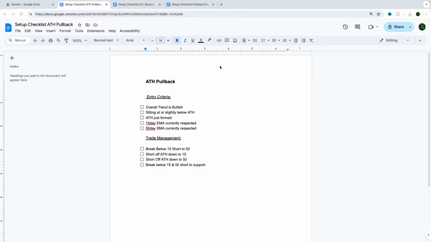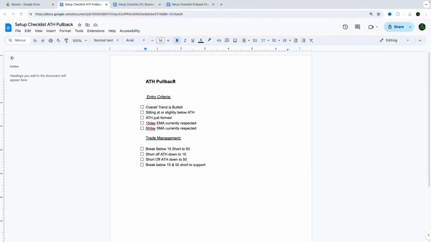So you'll see under each setup checklist, I've got both the entry criteria that we're going to look for and the trade management, because based off the setup, we're going to be looking for different things upon the entry. And when it comes to how we actually go about managing that trade, we're going to manage that trade specifically based off the setup in different ways.